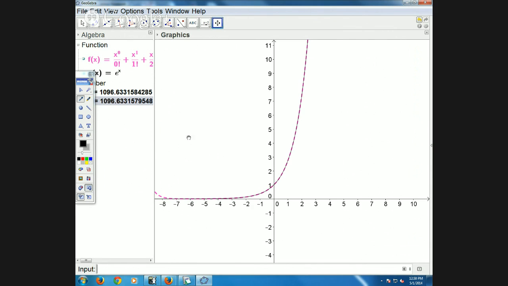And GeoGebra says it's 1096.6331. Ooh, that's pretty good. We got like 5, 6 decimal places of accuracy there. Nice. Isn't it exciting? That was a really good idea. Okay, now we just accidentally discovered that that looks like it's e to the x. I think you had to draw that.